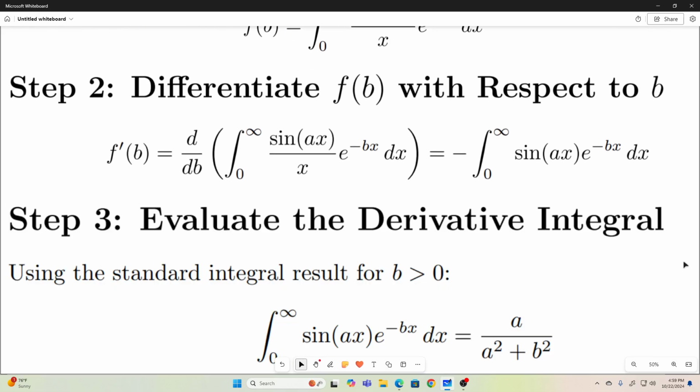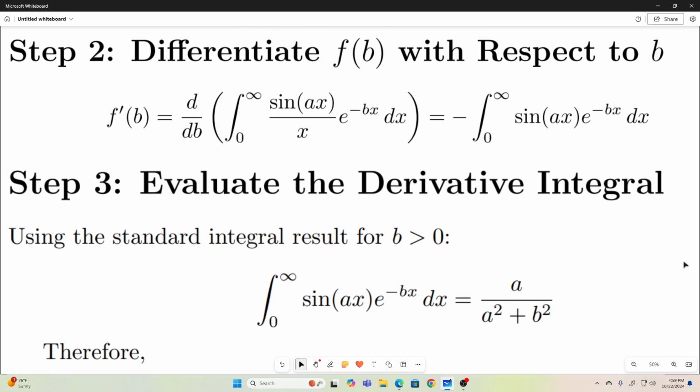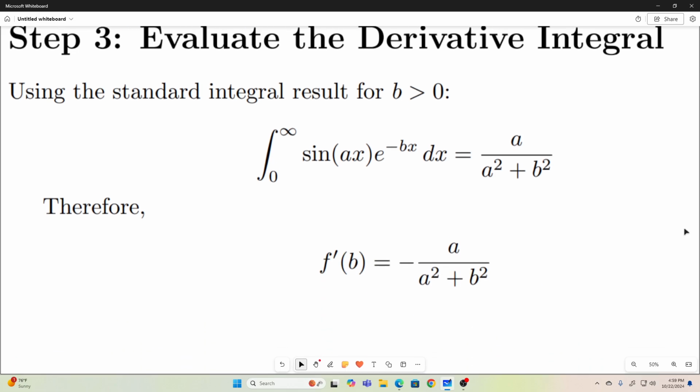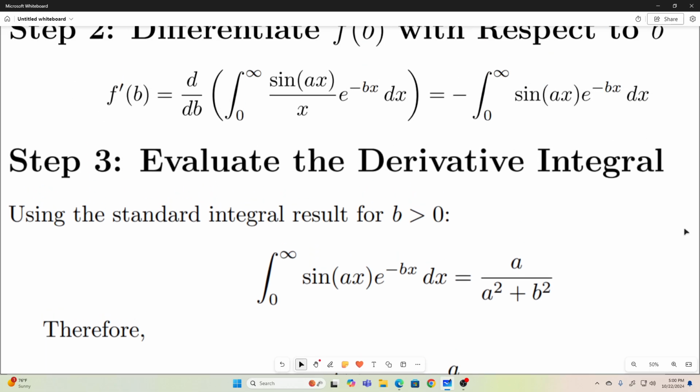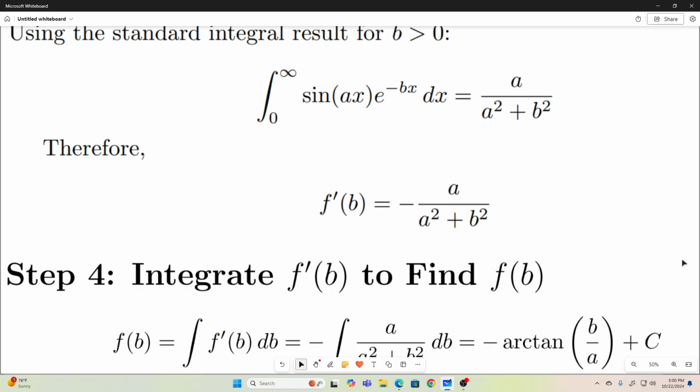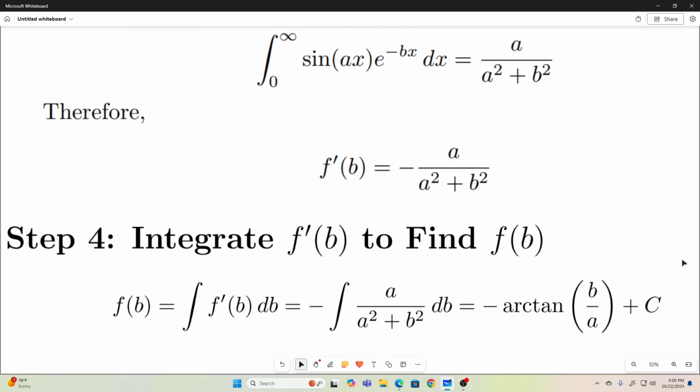All right, so step 3, we're going to evaluate the derivative integral. So using the standard integral result for b greater than 0, we have this. And you can solve that using integration by parts twice. All right, so we have f prime of b being equal to negative a over a squared plus b squared, because don't forget we had this negative in front of that integral right there. So there's our f prime of b, but we don't want f prime of b. We're interested in a closed form expression for f of b.